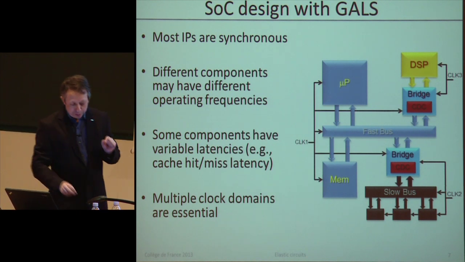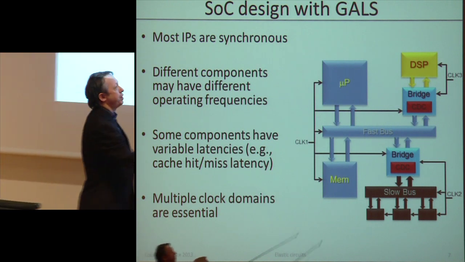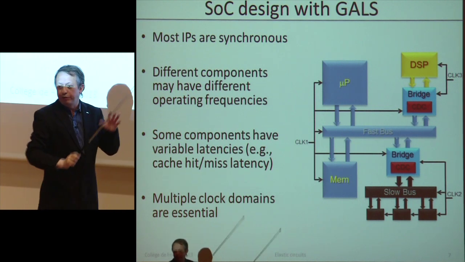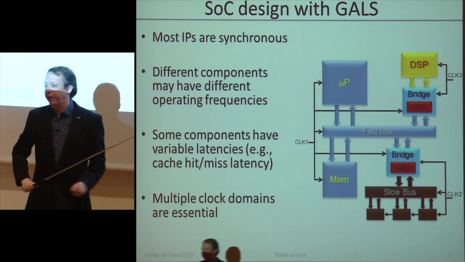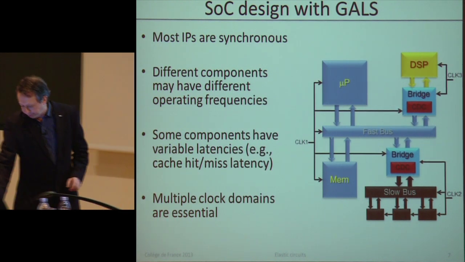And between these clock domains, we have sometimes what we call bridges, like here. We need interfaces between different clock domains, some logic, some interfaces that are called clock domain crossing. And I would like to talk a little bit about what this means.